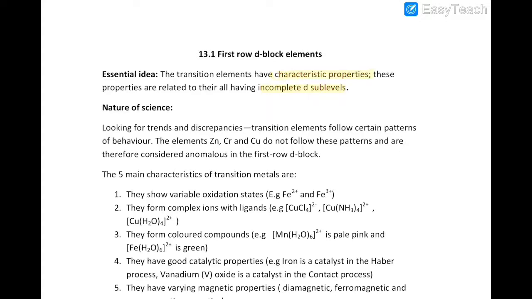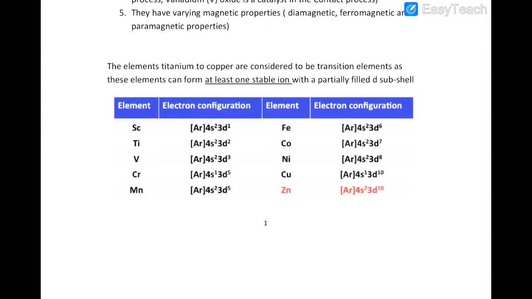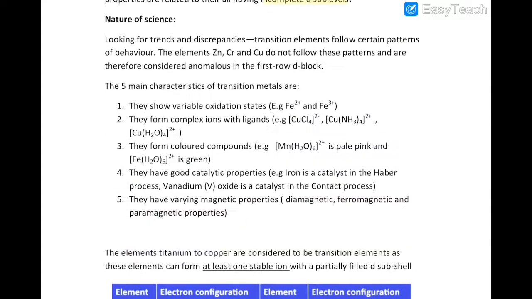Remember that when we fill in the electrons, we fill in the 4s shell first, then the 3d. So you find that the d subshell is partially filled. For it to be completely filled, it should have 10 electrons. As long as it's partially filled, it's called a transition element.